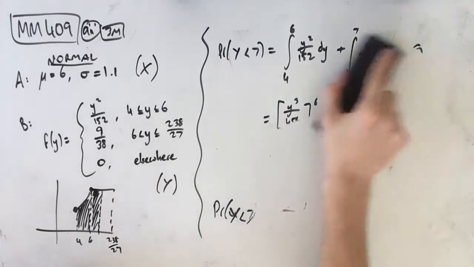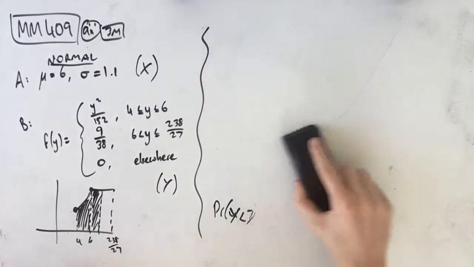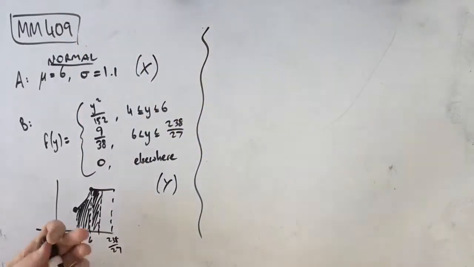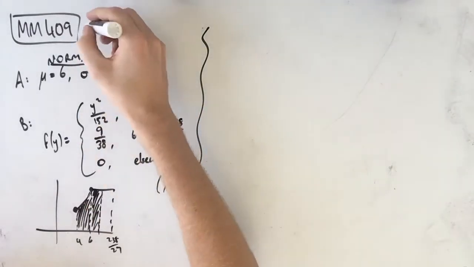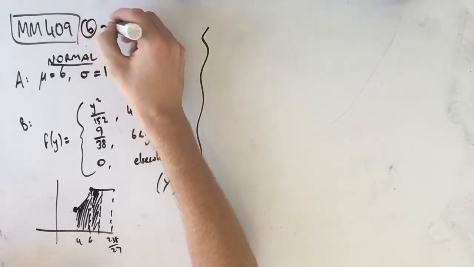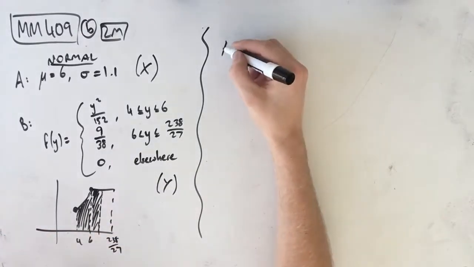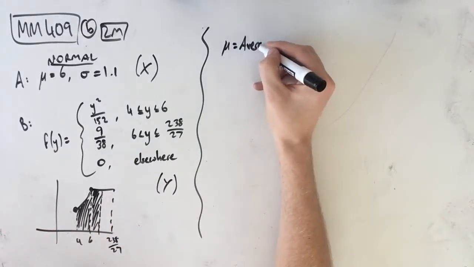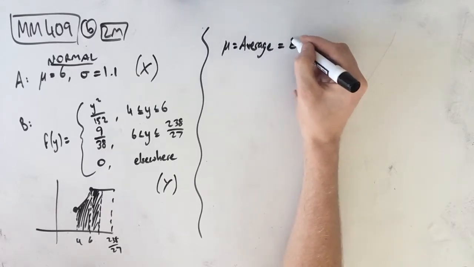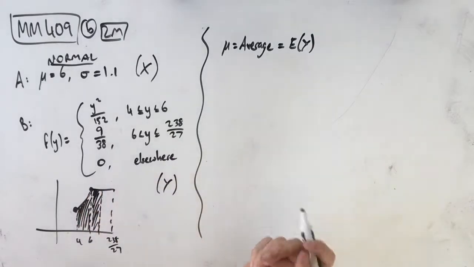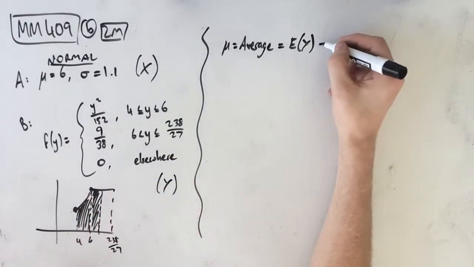Part B is a 2-mark question and says, what is the average time taken to produce a custom piece of furniture in factory B? So here we're talking about our average, or our mean, expected value, however you want to say it. So E of y would be our expected value, our average, and that's exactly what we're looking for.